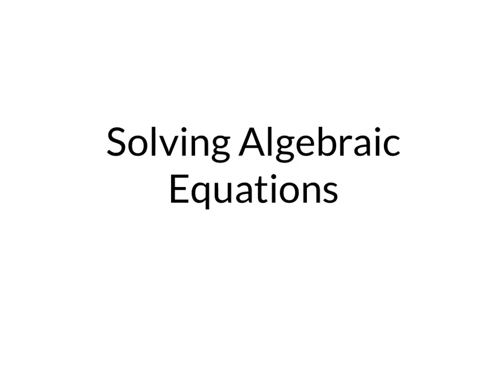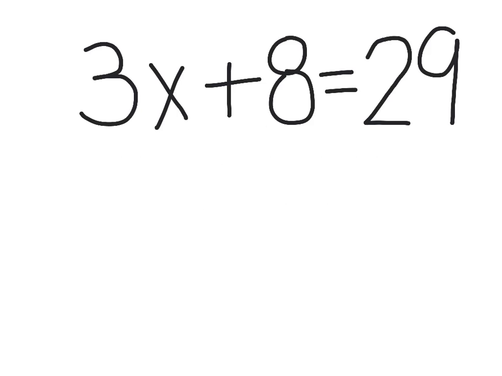Today we are going to be going over how to solve algebraic equations. Let's start with this example. 3x plus 8 equals 29. So whenever we solve algebraic equations, we always want to have one thing on one side of the equal sign equal to one thing on the other side.